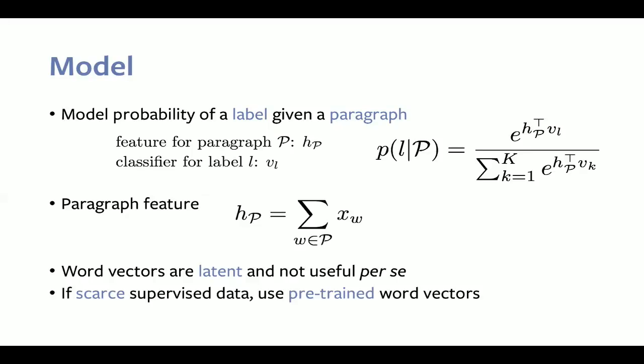If that data is scarce, so you cannot train your model well, you can bootstrap it by just preloading some word vectors that you trained on Wikipedia without labels.